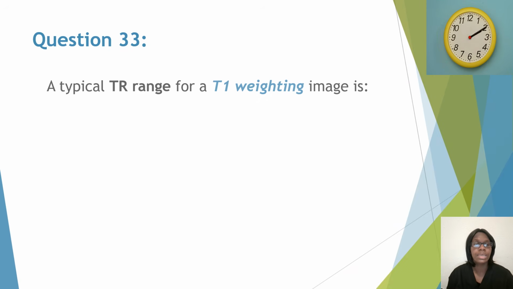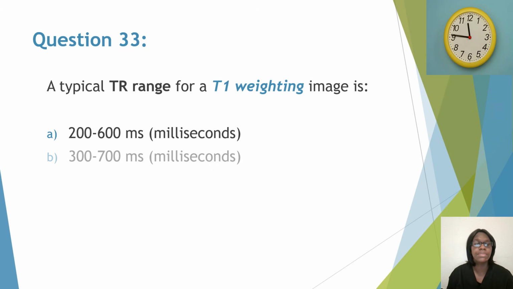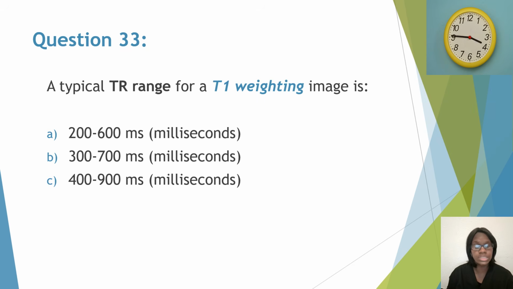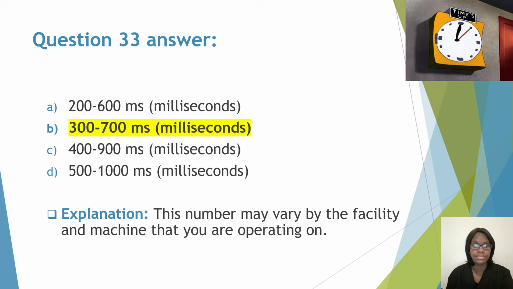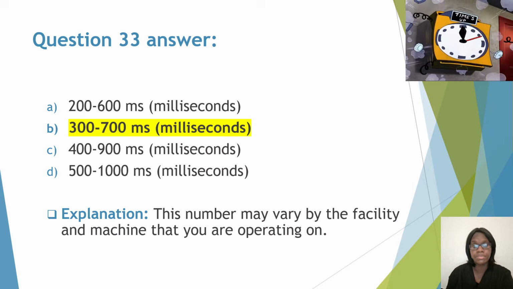Question 33. A typical TR range for a T1 weighted image is A. 200 to 600 milliseconds, B. 300 to 700 milliseconds, C. 400 to 900 milliseconds, D. 500 to 1,000 milliseconds. All right, the correct answer is B, 300 to 700 milliseconds.